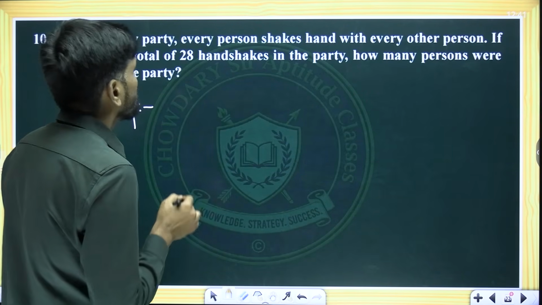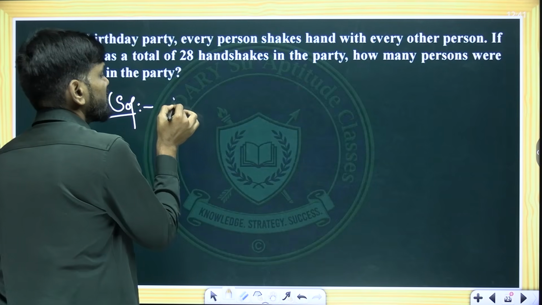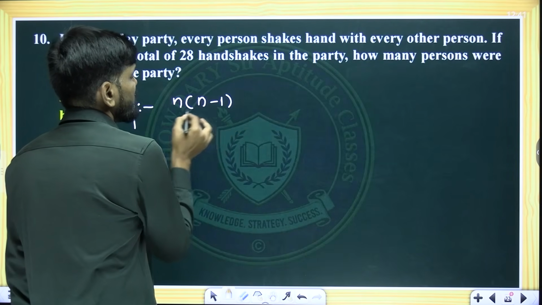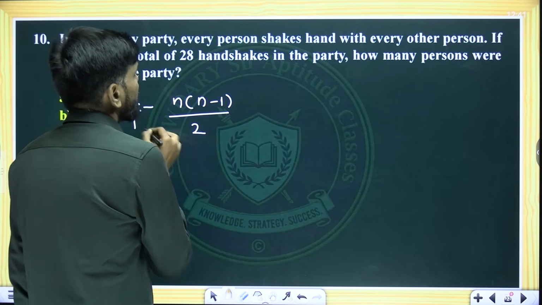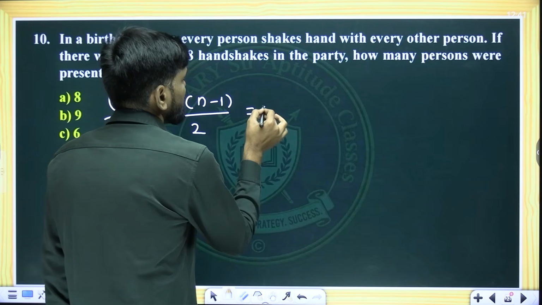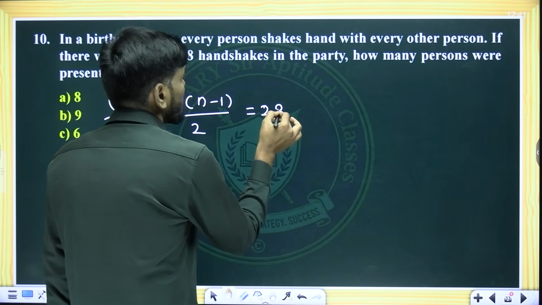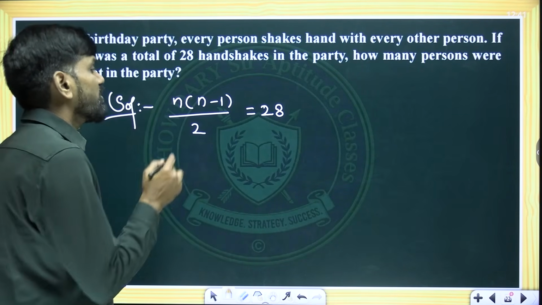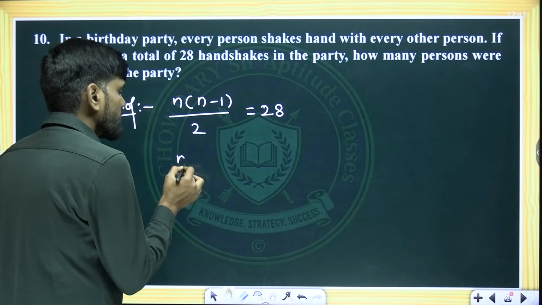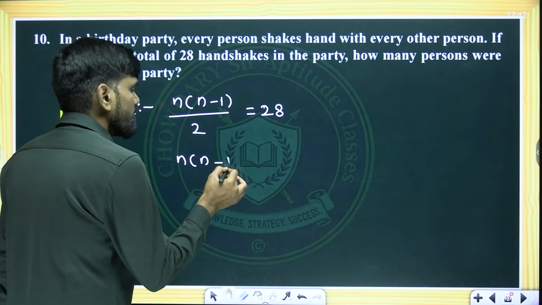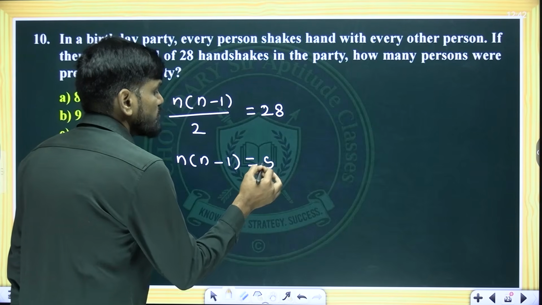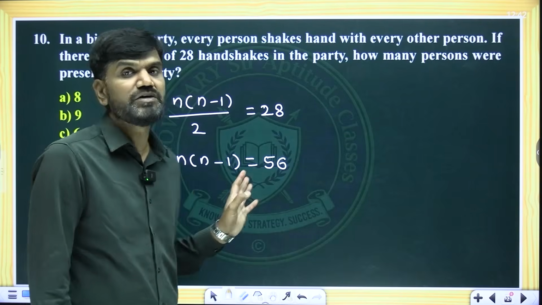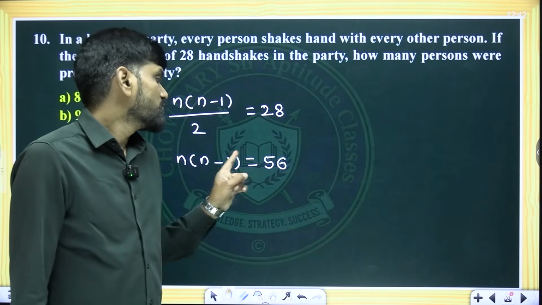In a birthday party, every person is shaking hand with every other. Number of people, I am assuming it as n. So number of handshakes is n into n minus 1 by 2, which is given as 28. If n into n minus 1 by 2 is 28, then n into n minus 1 is equal to 28 into 2, which is 56.